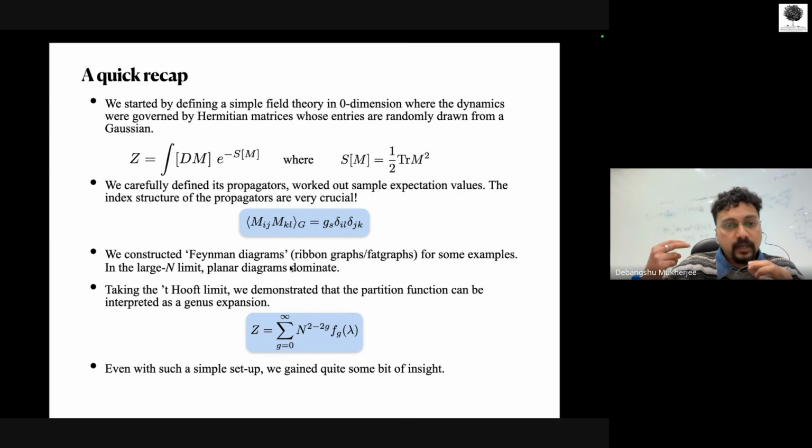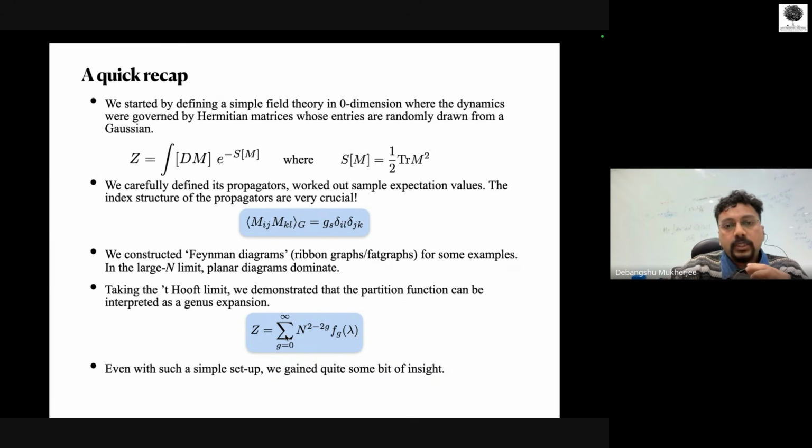Then we moved on to diagrammatics. We constructed Feynman diagrams, and what we saw was that in the large N limit, what contributed was planar diagrams. Once we take the 't Hooft limit, this very special place within the parameter space of your theory, where you tune your couplings such that N is large, g_s is small, so the 't Hooft limit is something that is going to come back today again. The central point was that g_s is small but N is large, such that their product is constant. And that coupling precisely is lambda here.